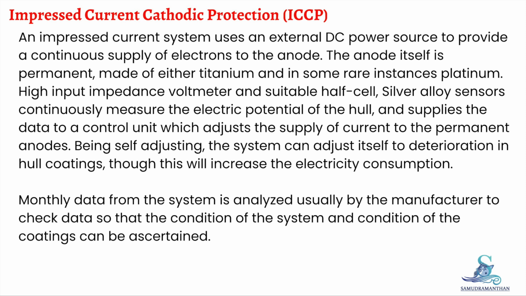High input impedance voltmeters and suitable half-cell sensors, usually silver alloy sensors, continuously measure the electrical potential of the hull. This information is sent to a control unit, which automatically adjusts the current supplied to the anodes. Because the system is self-adjusting, it can compensate for deterioration in hull coatings, although this results in increased electricity consumption. Monthly data from the system is typically analyzed by the manufacturer to assess both the condition of the ICCP system and the condition of the hull coatings.